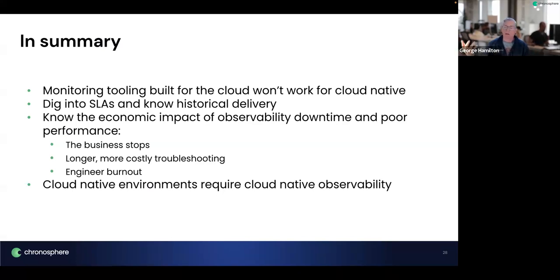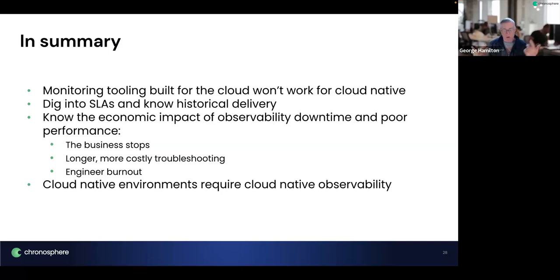Getting credits is not really helpful. You still had a problem, even if you get service credits later. The whole point is to avoid it in the first place. Know the economic impact of when your observability platform either is down, partially down, or is just suffering from poor performance, right? As we mentioned, the three things, your business just comes to a halt, your troubleshooting takes longer, it costs more, and you're burning out your engineers when you're constantly fighting these fires.